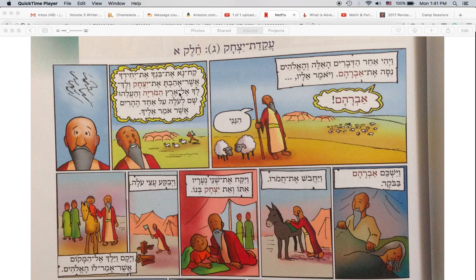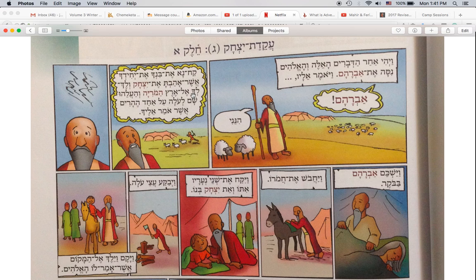V'lech lecha el eretz hamoriya, and go to yourself unto the land of Moriah. This lech lecha is an interesting construction. This is essentially cause yourself to go.